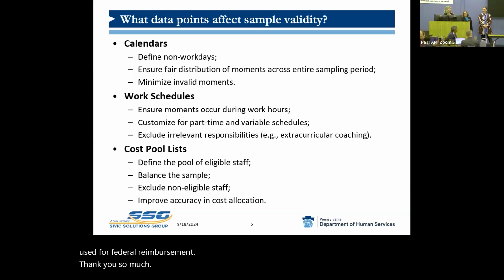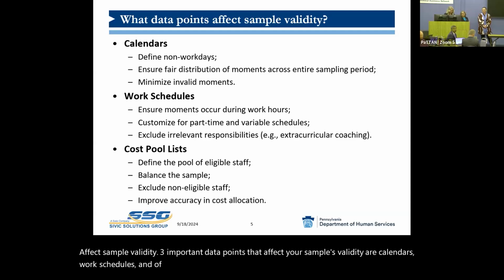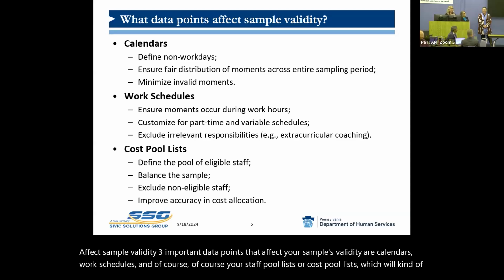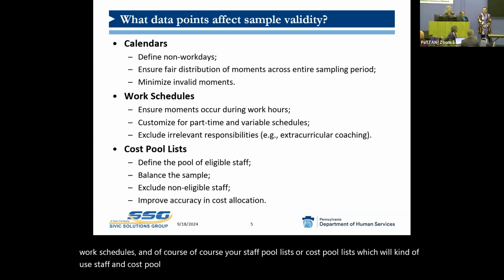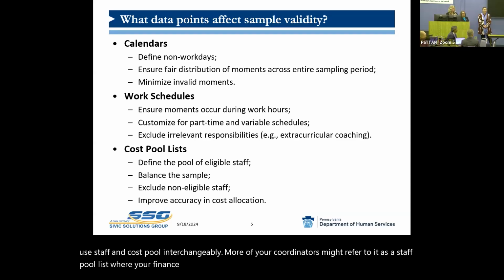So let's talk about what data points affect sample validity. Three important data points that affect your sample's validity are calendars, work schedules, and of course, your staff pool lists or cost pool lists, which we'll use staff and cost pool interchangeably. More of your coordinators might refer to it as a staff pool list, where your finance folks may refer to it more as a cost pool list when they are doing the quarterly MAX. So kind of interchangeable.